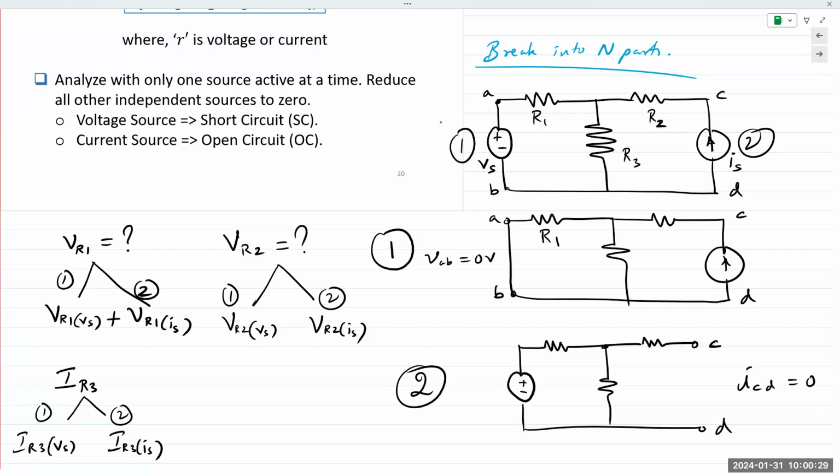Okay. The point of using superposition is so that our individual analysis is easier because we can then apply any method we want. Simplest to apply would be series parallel analysis, where we reduce a large network of resistors down to one single network. So, topic of superposition has been introduced.